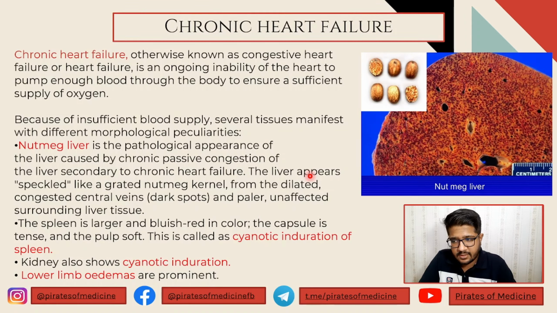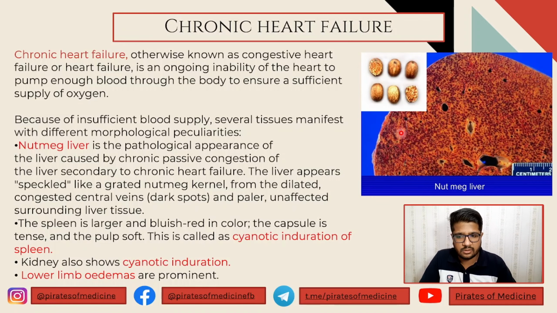A characteristic change appearing in chronic heart failure is nutmeg liver. What is nutmeg liver? Basically, due to chronic congestion of the liver tissue, the hepatocytes show dark spots which give an appearance of nutmeg. This is a nutmeg. If you cut a nutmeg, you can see this appearance. You can obviously see that the same appearance is present in this nutmeg liver.